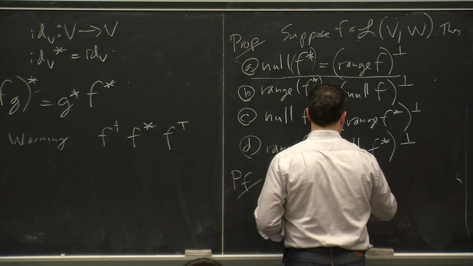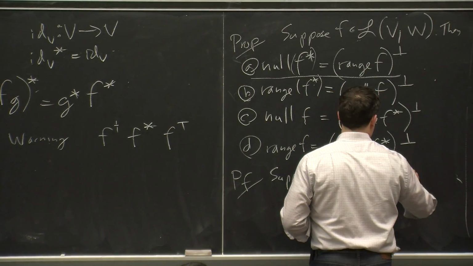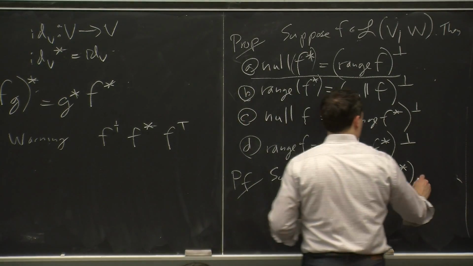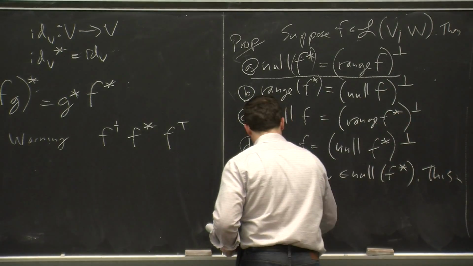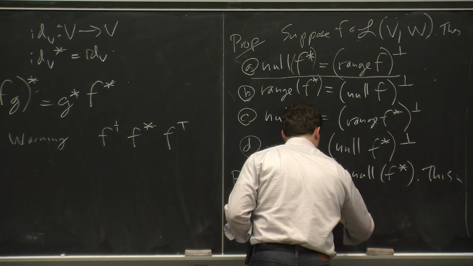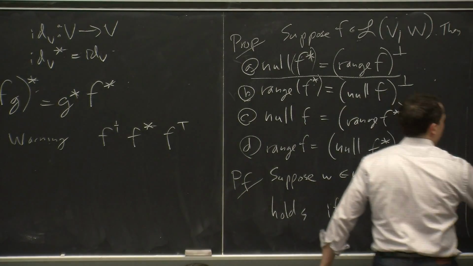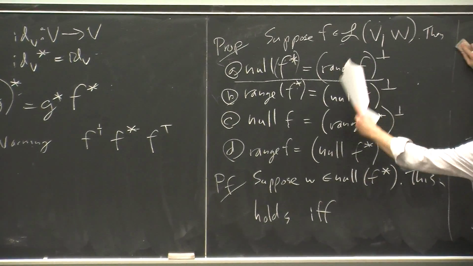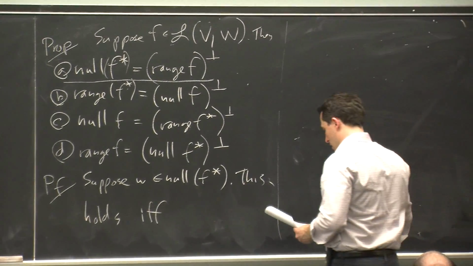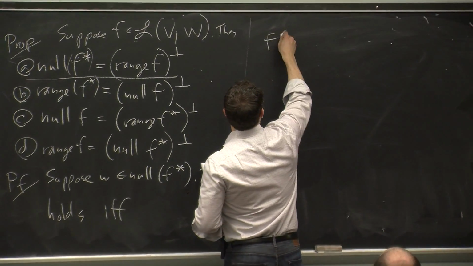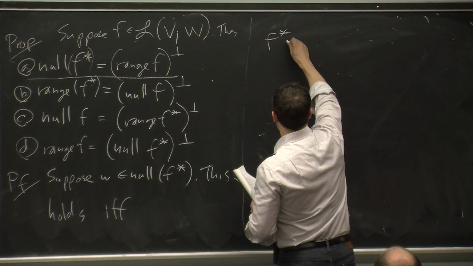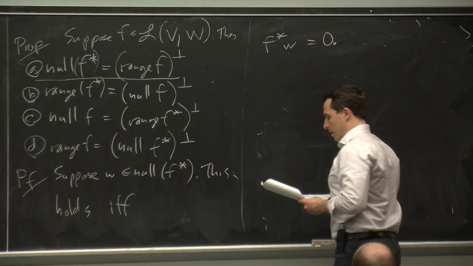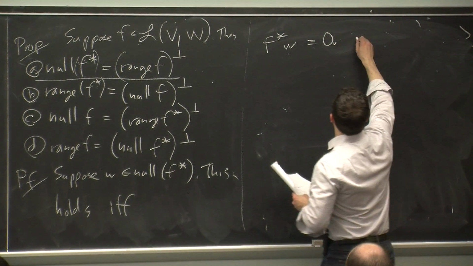Suppose W is in the null space of F star. This is true if and only if, I'm going to give a bunch of equivalent conditions until we get to this one. This is true if and only if, by definition, f adjoint of W is equal to the 0 vector in V.